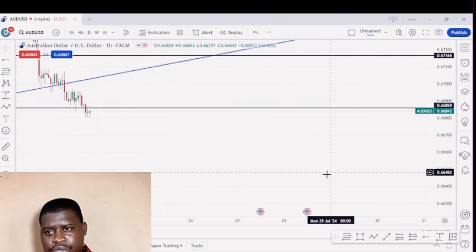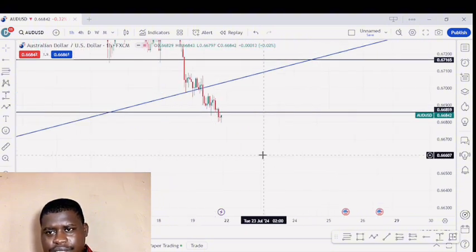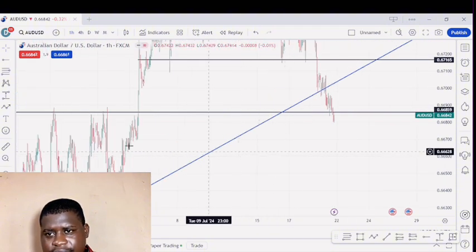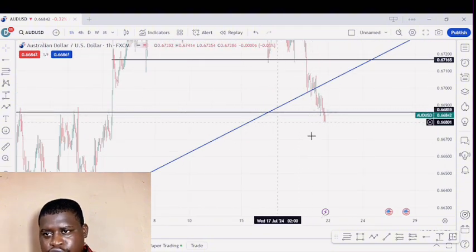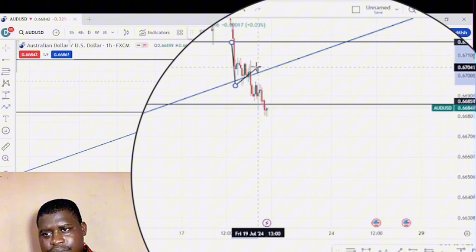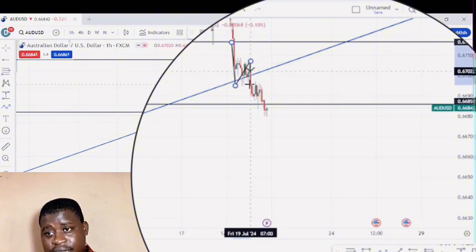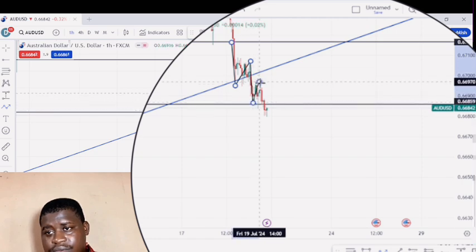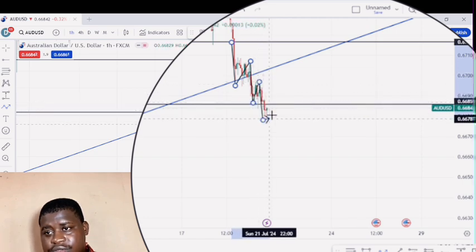All you need to do is, this strong level has been broken. I think this is just a juicy move. Believe me, guys, this is an amazing move.